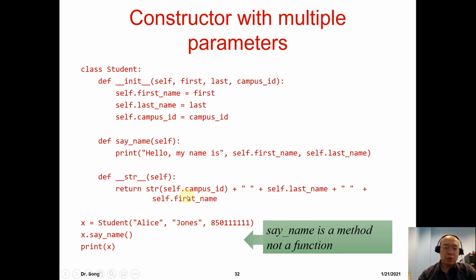And for the constructor, we can have multiple parameters. For this constructor, I'm using the first name, the last name, and the campus ID. So we send the first to the first name, the last to the last name, and the campus ID to the campus ID. So there are a total of 3 attributes in the class of the student.